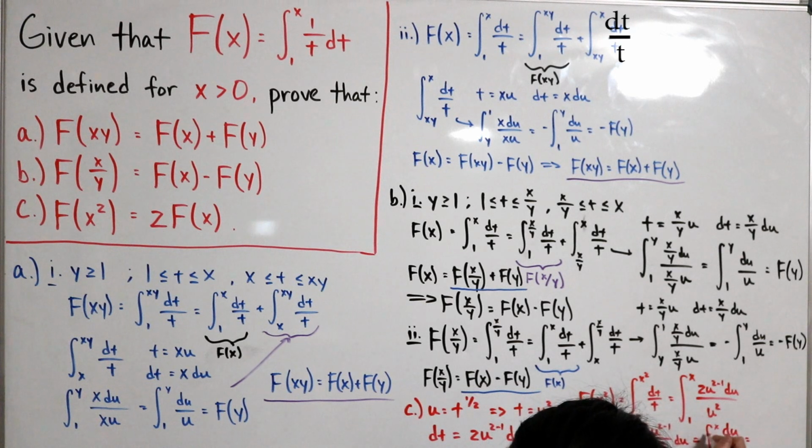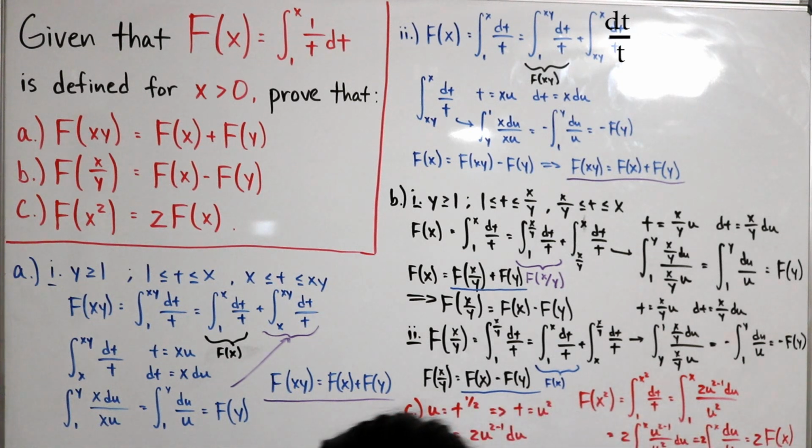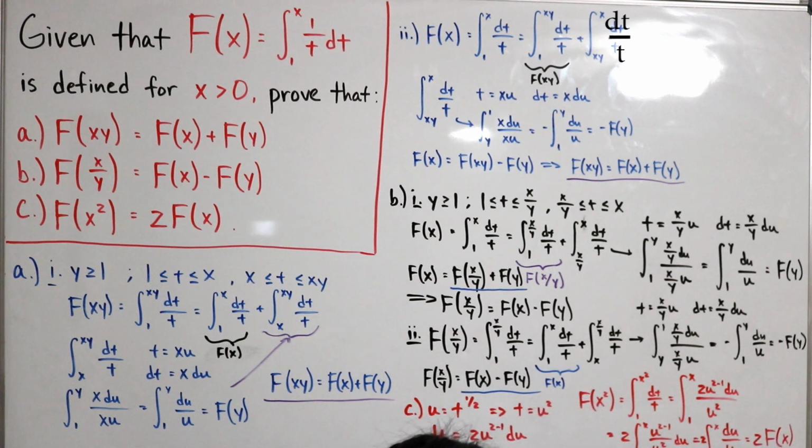So in other words, we have shown that this is just z times f of x. And so there we have it. We actually just finished the third statement of the proof, and just like that, we're done.